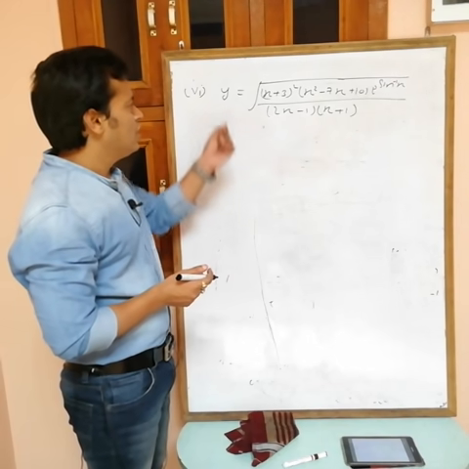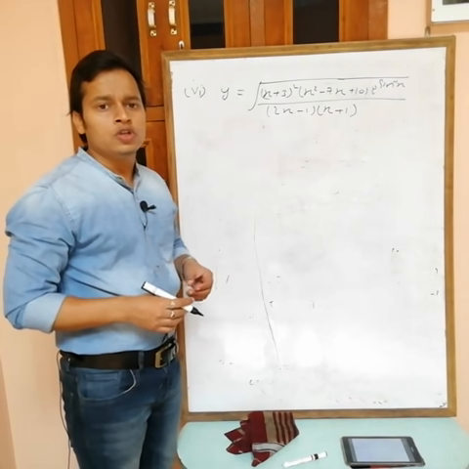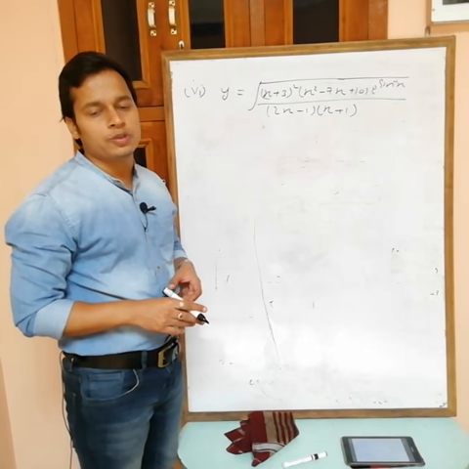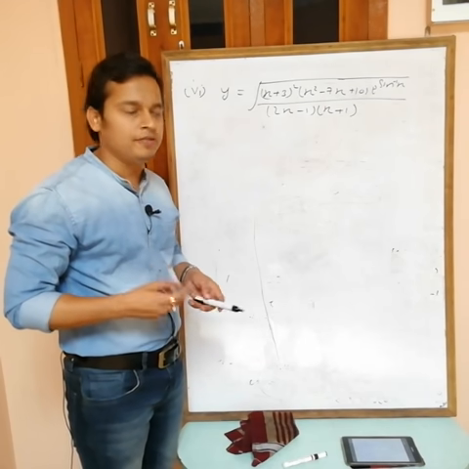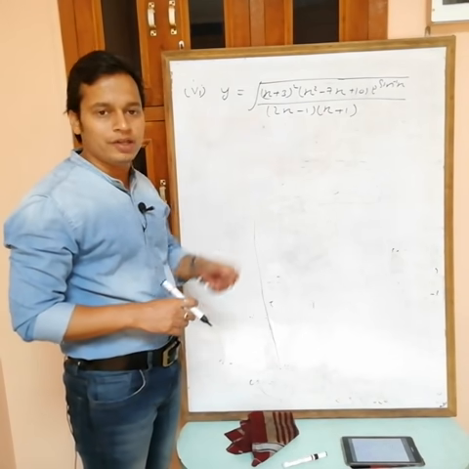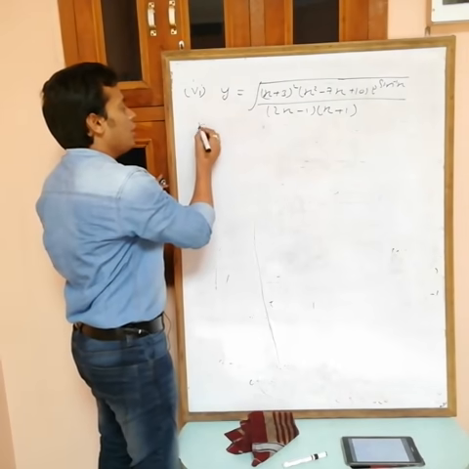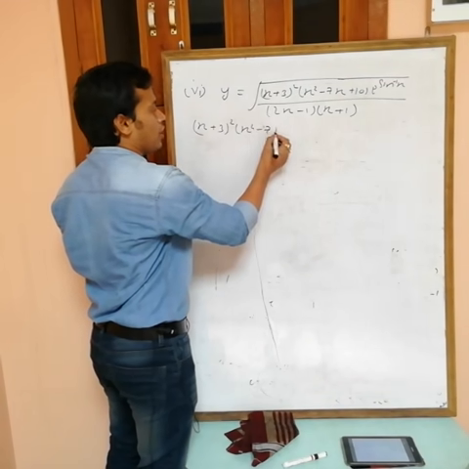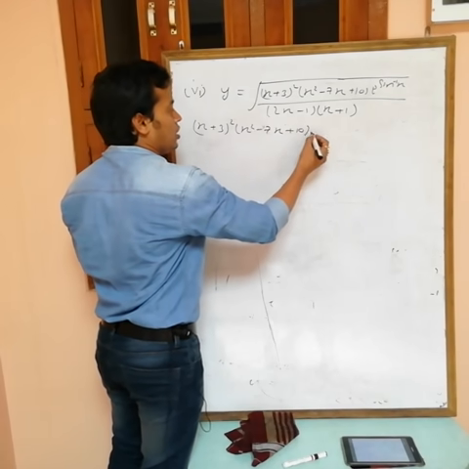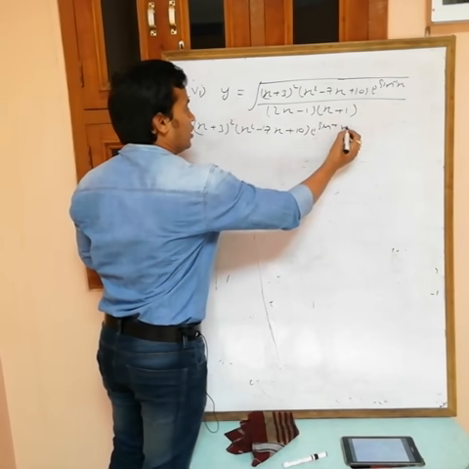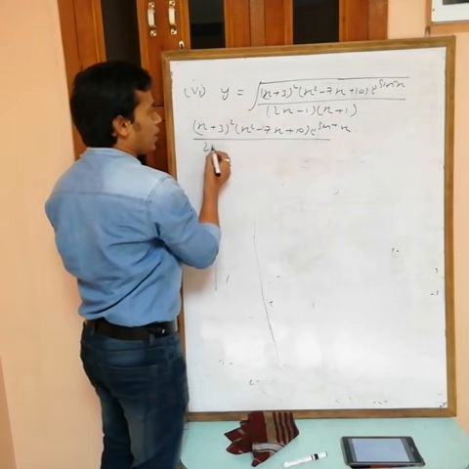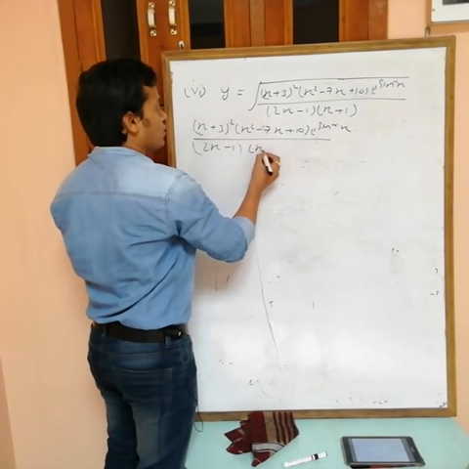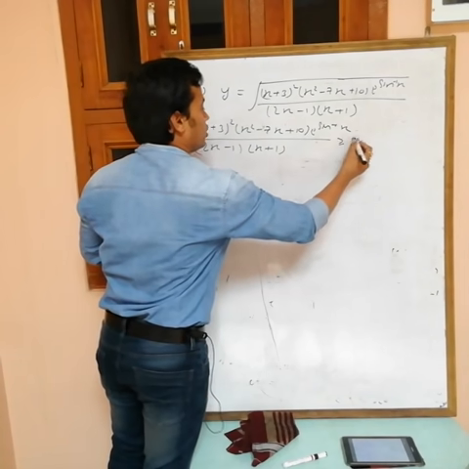Simple. Here we have a root. So domain means all the possible values of x such that the function is defined. A root is only defined if the expression inside is greater than or equal to 0. So apply the condition: (x plus 3) whole square, (x square minus 7x plus 10), e power sine inverse x, by (2x minus 1) and (x plus 1) must be greater than or equal to 0.